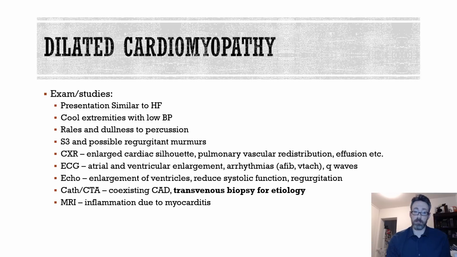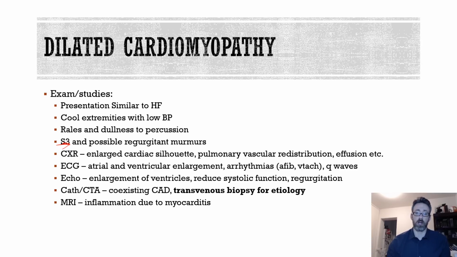So for the exams for this, it's going to basically present similar to heart failure. So we can kind of just review that, okay? Cool extremities, low blood pressure, rales, dullness to percussion. In this case, you would hear an S3 because that's what you would hear in systolic dysfunction due to a very large chamber. Chest X-ray, you can see a large silhouette. ECGs might show various arrhythmias. You might see hypertrophy on the ECG. AFib, VTach, and so on.